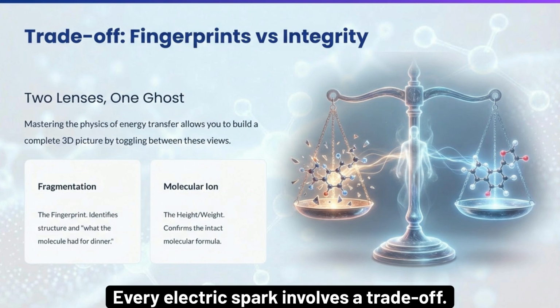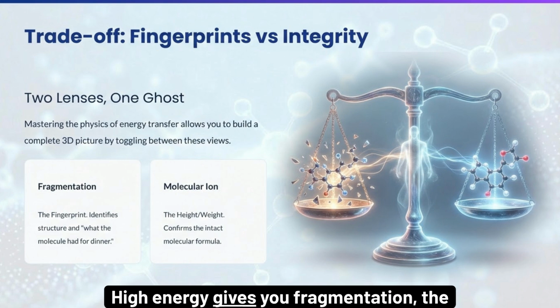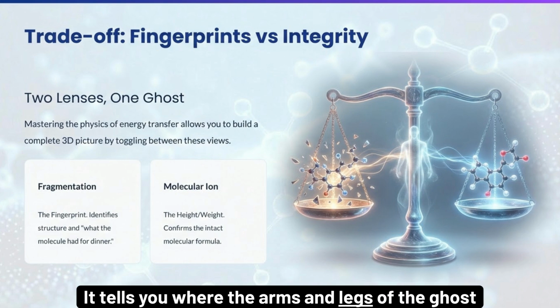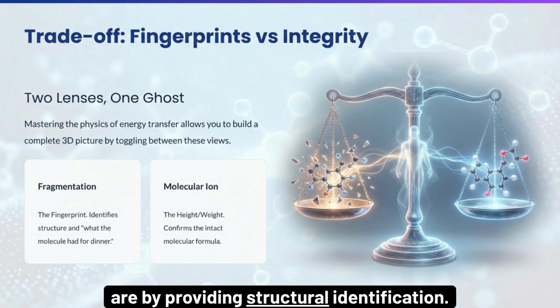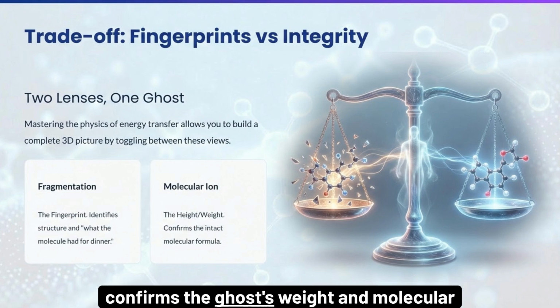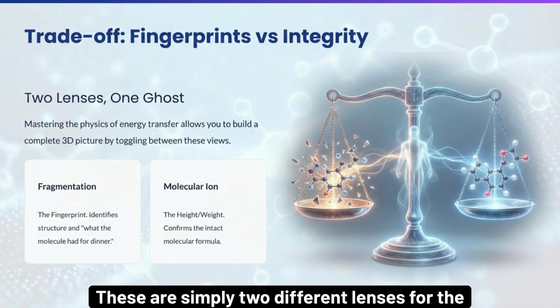Every electric spark involves a trade-off. High energy gives you fragmentation, the molecular fingerprint. It tells you where the arms and legs of the ghost are by providing structural identification. Low energy gives you the molecular ion, which confirms the ghost's weight and molecular formula. These are simply two different lenses for the same ghost.